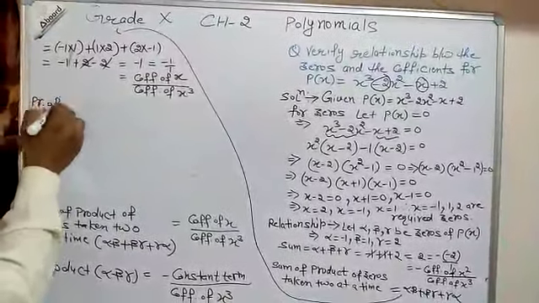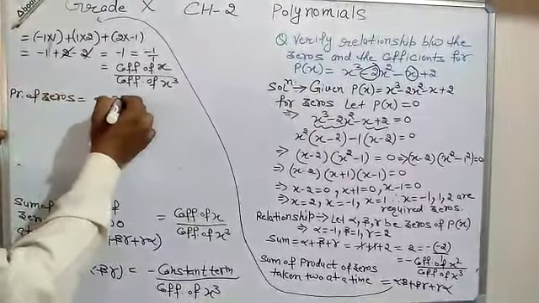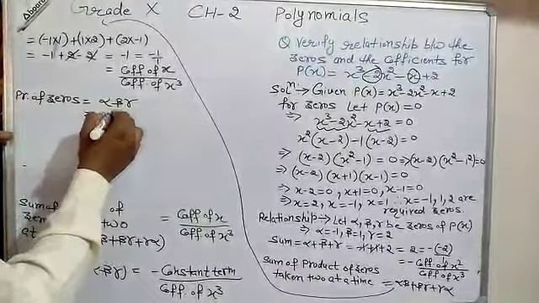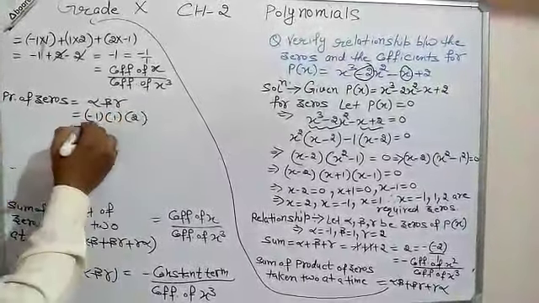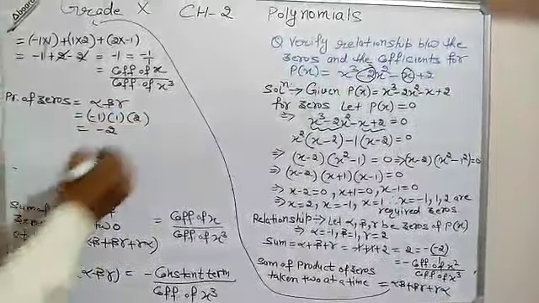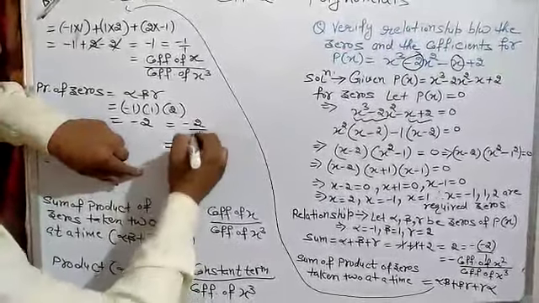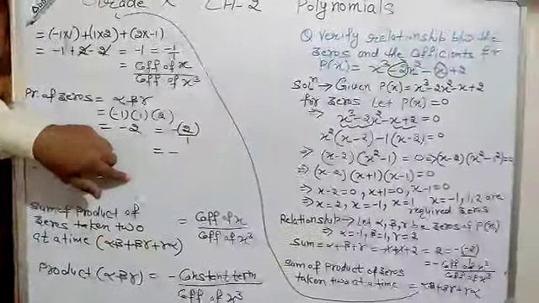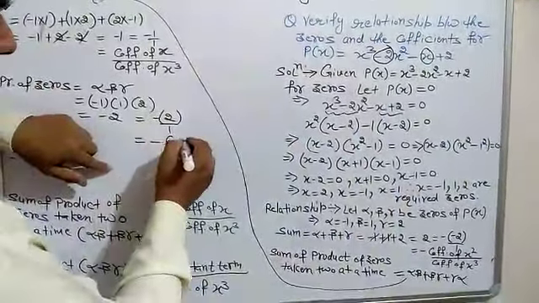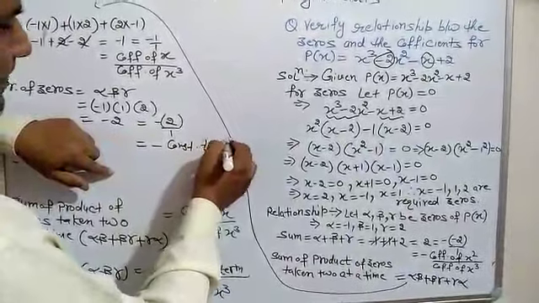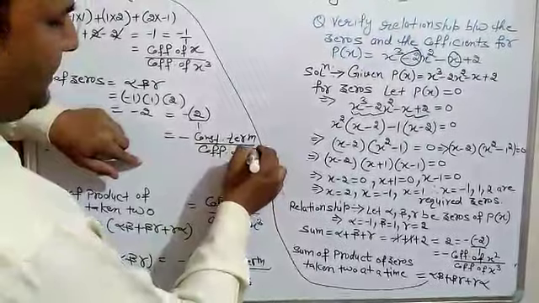So the last one is the product of zeros, which is equal to alpha beta gamma. So alpha value is minus 1, beta value is 1 and gamma value is 2, which is equal to minus 2. And further we can write this as minus 2 upon 1, which is equal to minus, and if I keep a bracket here, you can see again in your equation 2 is what? Constant term divided by coefficient of x cube.